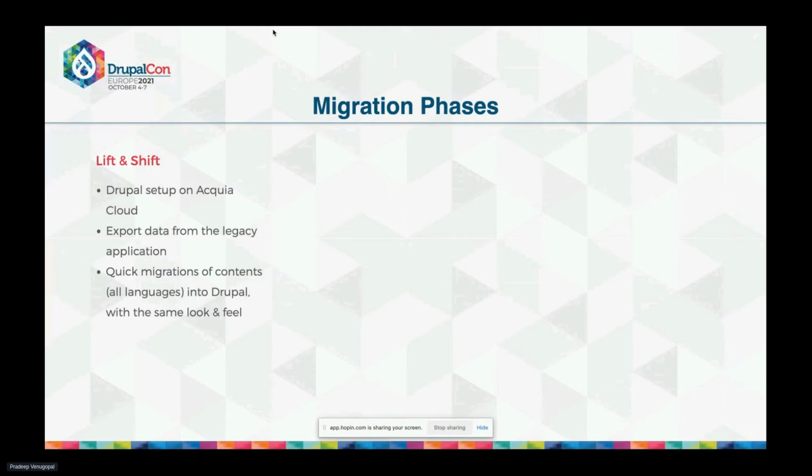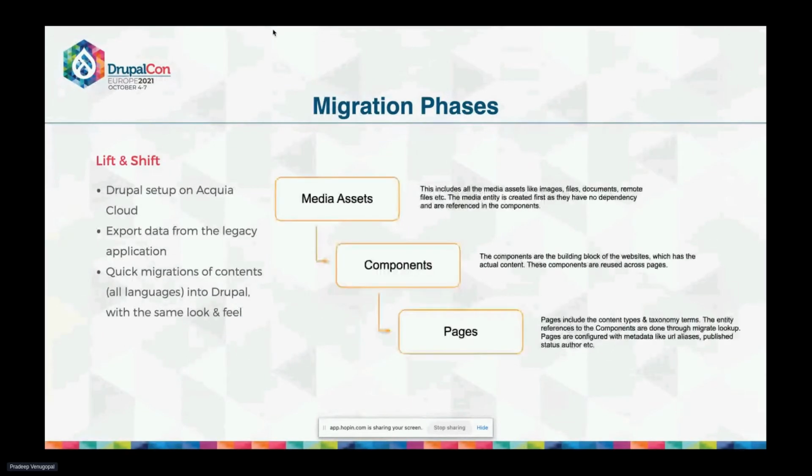So this is all what we did, and I would just like to take some time to showcase how we went ahead with the whole migration process. So at a very high level, these were the three different entities that we had to migrate from the legacy system into Drupal, so that we had the whole content available. So the first one being the media assets. The media assets include all types of images, files, documents, whatever that is referred.